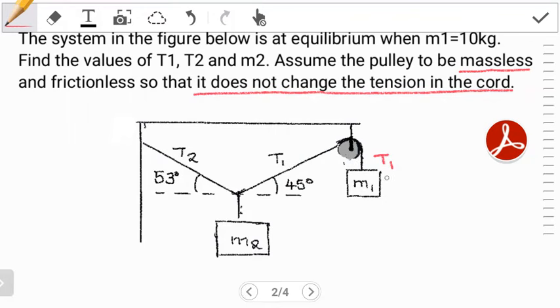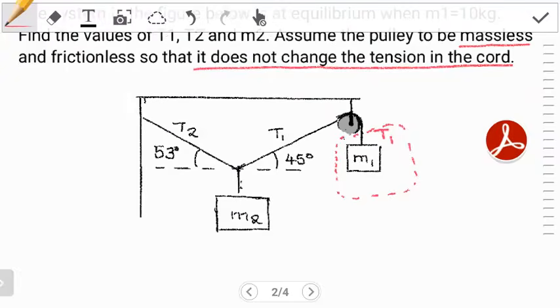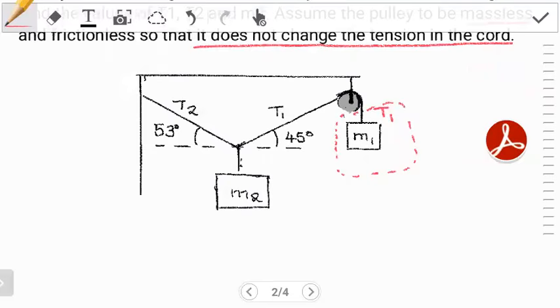Now, how do we get T1? In this case, we're given all the information here, so it's easy for us to get what T1 is. Let's look at this part. For M1, what we have is the weight going down. So that's M1G, and going up, the tension.